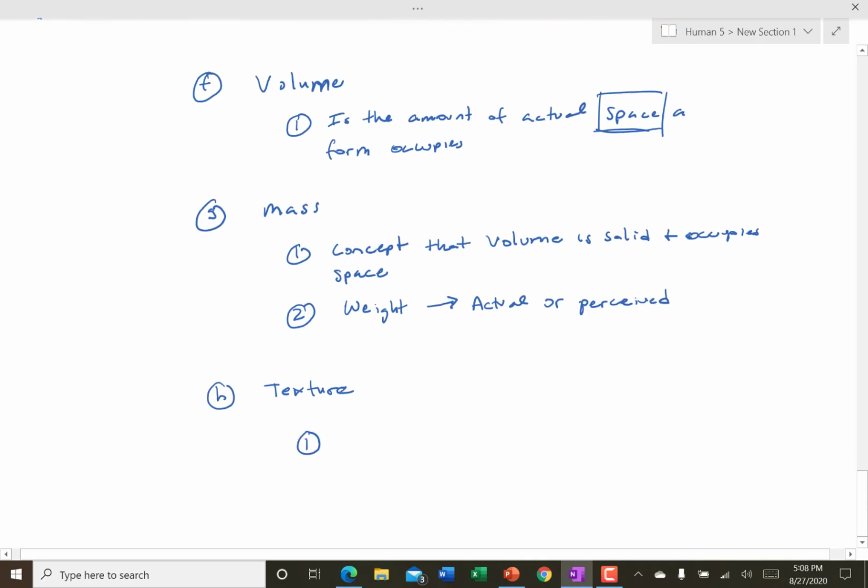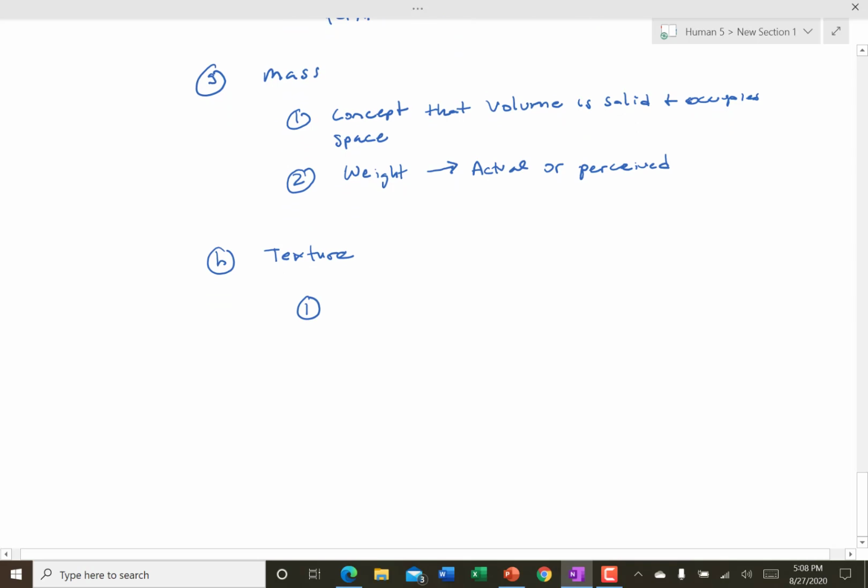And again, why we're only doing the basic kind of definition, not even a full definition here, is because we're going to talk about these more later. But you need to kind of know these in the next lecture, and you need to know these now when we talk about form, because they play a role in it. So texture is the surface of the form.